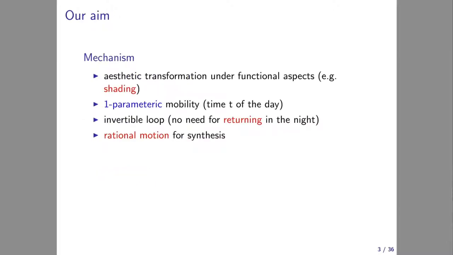So, the aim of this paper is to open a new design space for paradoxical closed 6R chains from the perspective of transformable design, focusing on this aesthetic transformation under functional aspects, for instance, a shading system. The shading system has this one parametric mobility, the time t of the day. Another benefit is that we would like to use the invertible loop, so there is no need for retraction in the night. In addition, we also use the rational motions for the motion synthesis.